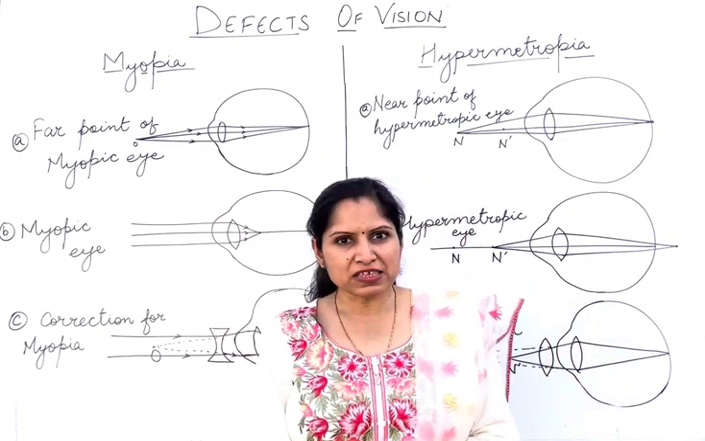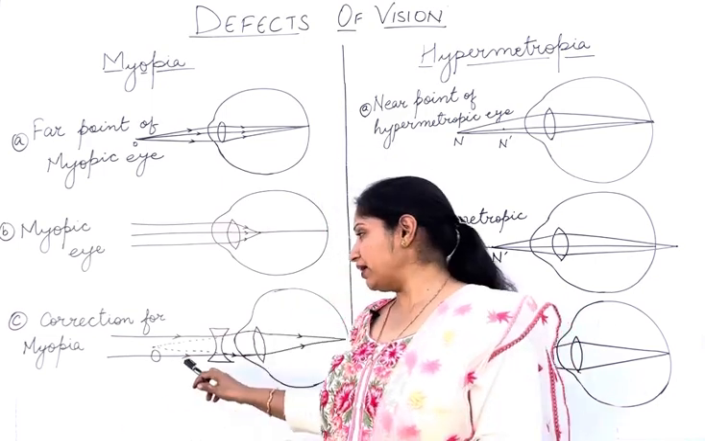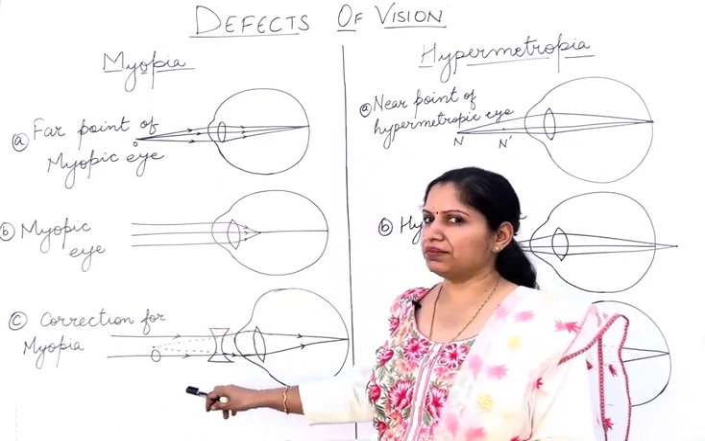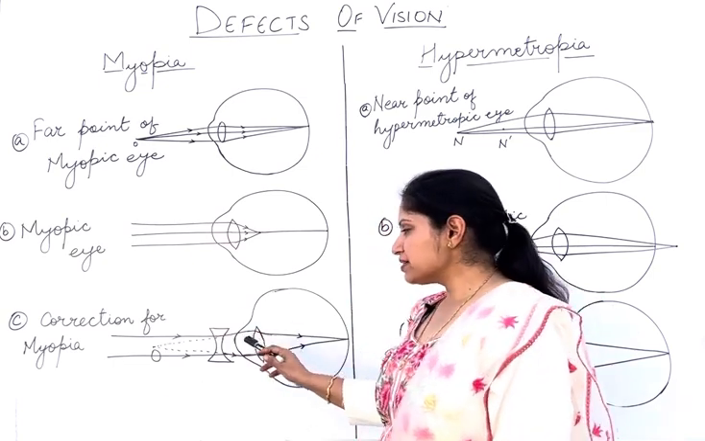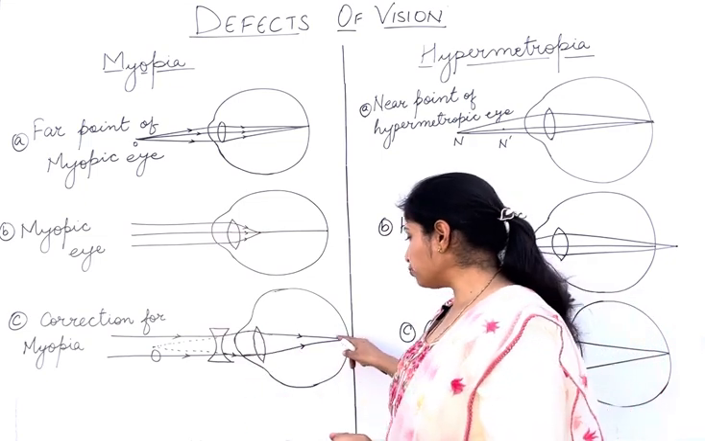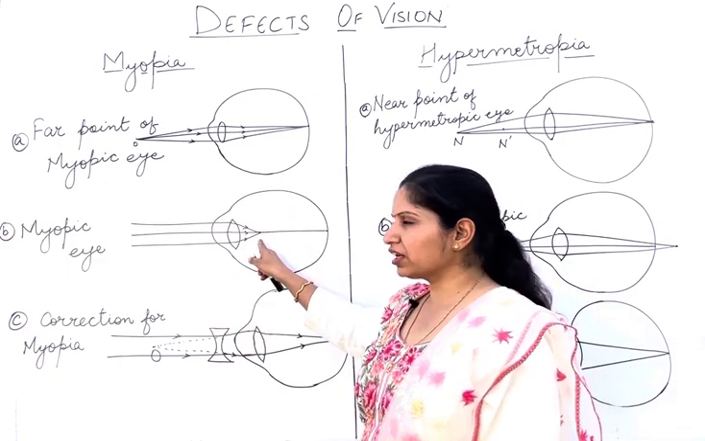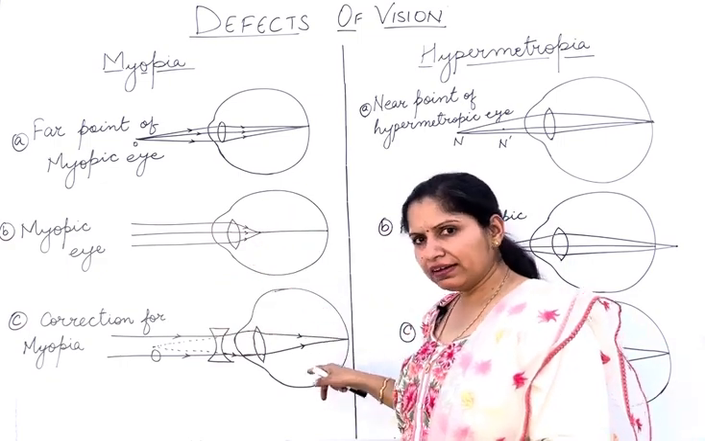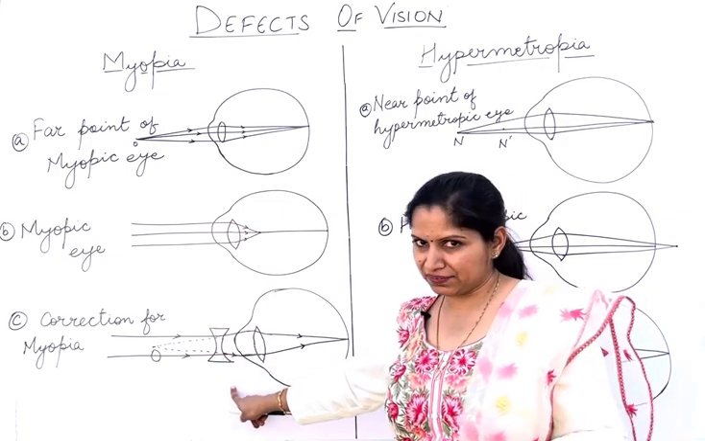So if you are wearing spectacles having a negative number, it means you are wearing a concave lens and might be having myopia. This will provide divergence of the light rays, and so the image will be formed on the retina. Instead of converging in front, it will be formed on the retina because the light rays are diverged by this concave lens.